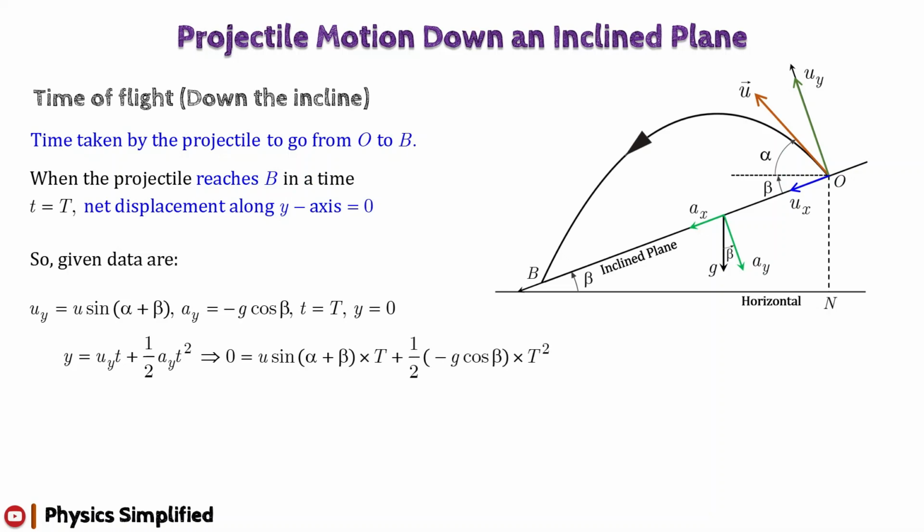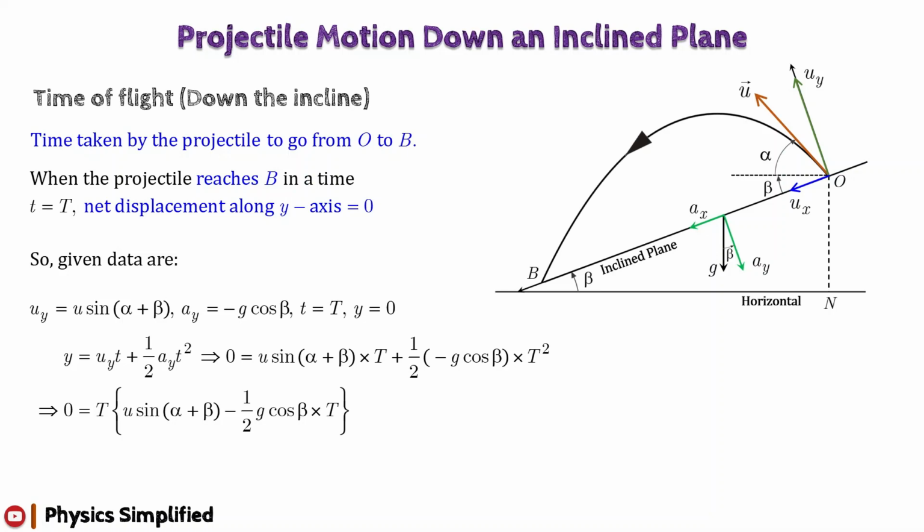times t squared. Substituting the given data and taking t common from the right-hand side of the equation, we get this equation. From this equation, we get two solutions of time of flight. One of them is t equal to 0. This is impossible because time of flight equal to 0 means the projectile is at the point of projection.